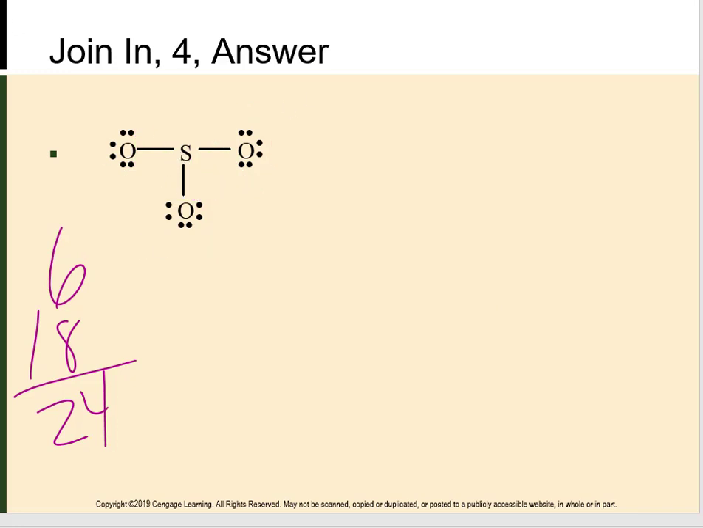All right, each oxygen is happy. It's got 6 plus the 2, so 8, 8, 8. Ah, the problem is with our sulfur. Sulfur only has 3 bonds attached to it, and so it does not have 8. One of these would need to be a double bond in order for sulfur to be happy and have an octet.